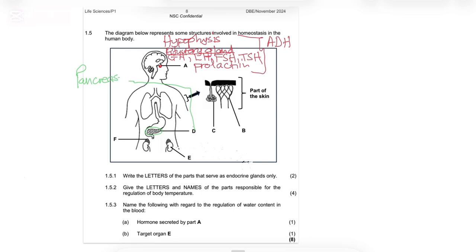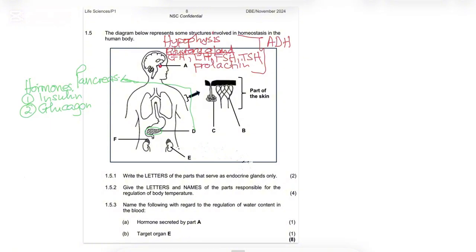The pancreas produces two types of substances. Number one, we're going to say that the pancreas produces hormones. Two types of hormones. Number one is insulin. When your blood sugar is high, the pancreas produces insulin. When your blood sugar is low, the pancreas produces glucagon. So these are the two hormones that are produced by the pancreas.